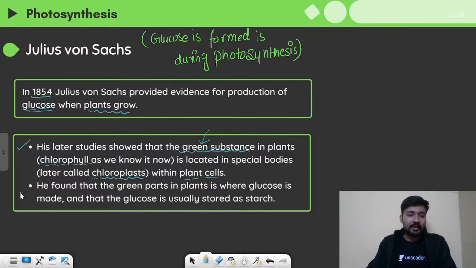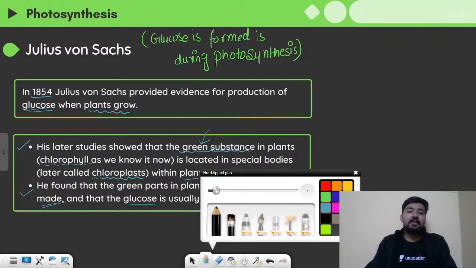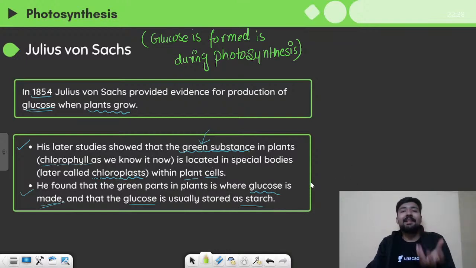Alright, so he found that the green parts of the plant are where the glucose is made, and that glucose is usually stored as starch. As I've already told you, glucose is made but it is stored as starch. Why? Because glucose is reactive and soluble in water, but starch is not reactive and not soluble in water. That is why it remains where it is stored. That is why starch is more suitable for storage.